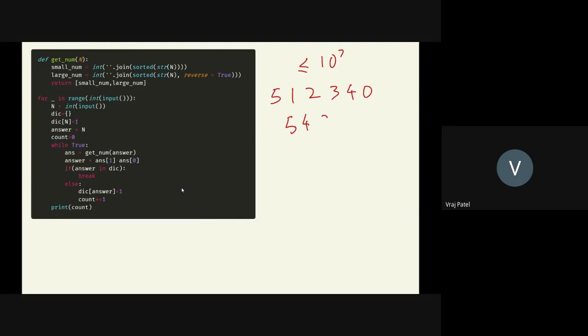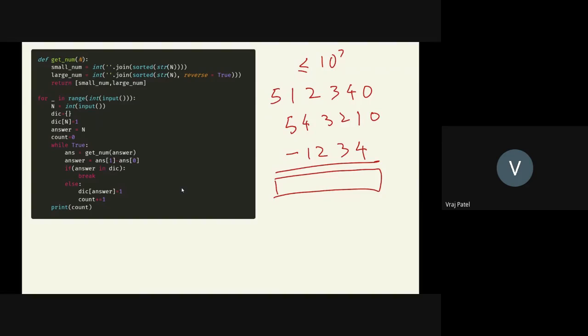Then you have to rearrange the digits to find the smallest number possible, so 0 1 2 3 4 5, that is just 1 2 3 4 5. Now you have to subtract these two numbers, and whatever is the result of this operation is the number that you get for the next iteration. You continue like this until you get a number which you have seen previously.